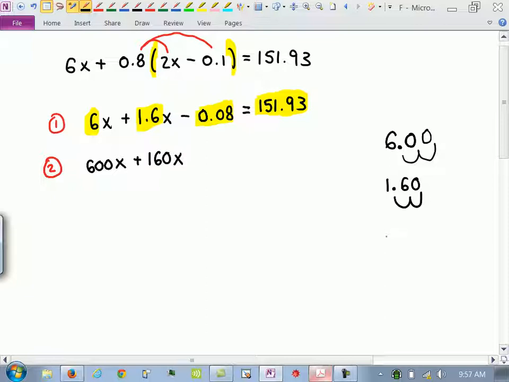And then when I take the 0.08 and I move it twice, I get what? 8. So minus 8. You see it? Okay. And then on the last one, 151.93, 2 places to the right, it becomes 15,000. You don't have to put a comma.